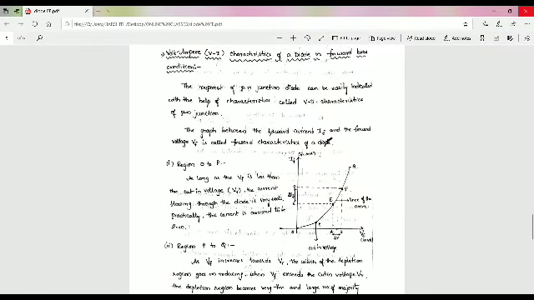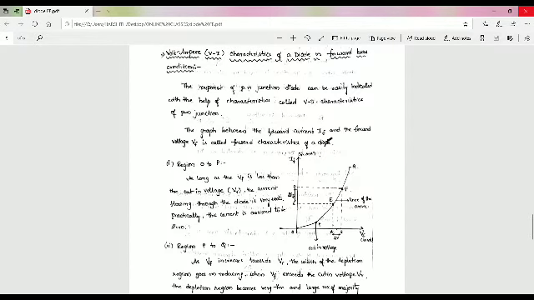Another topic is the forward VI characteristics of the diode. VI means voltage and current. The response of the PN junction can be easily identified with the help of characteristics, called the VI characteristics of the PN junction. This is a graph of the voltage applied across the PN junction and the current flowing through it.